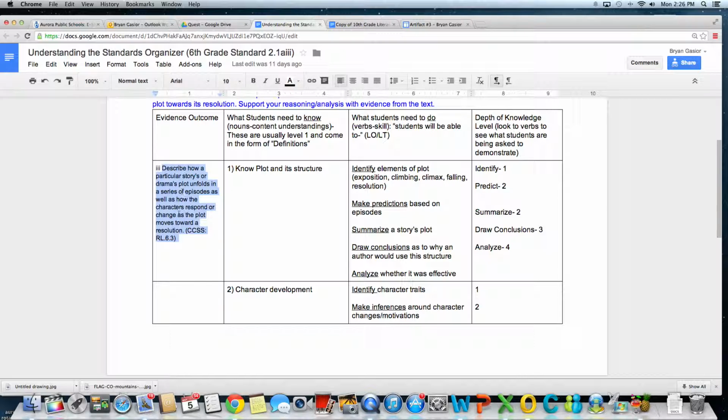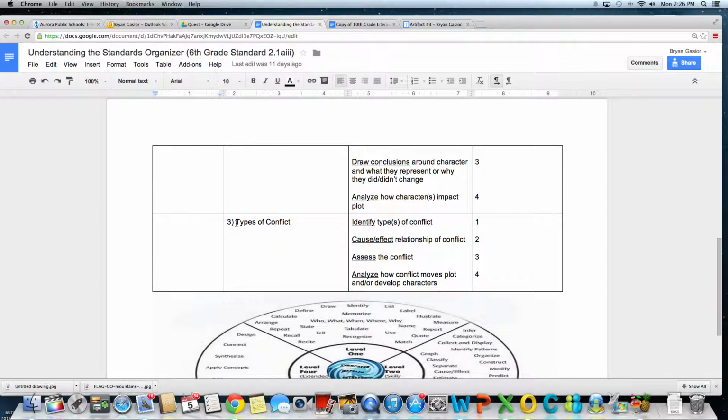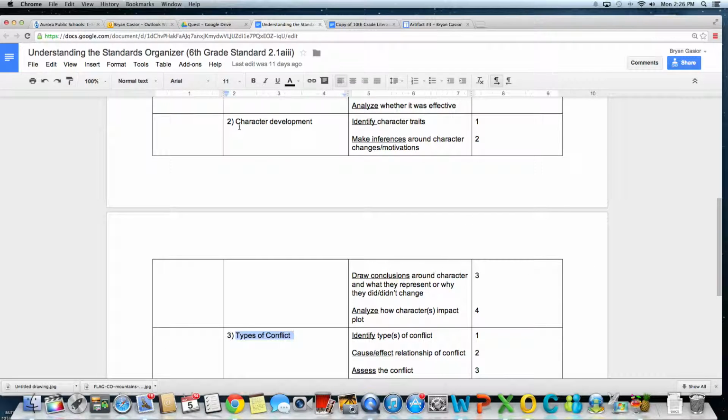So according to the language that exists within our evidence outcome, the content understandings that students need to know are plot and plot structure. They need to understand characters, because it asks here how the characters respond or change. So that's character development. And as it moves towards its resolution. And something that this teacher and I came up with were types of conflict, because the two types of stories, they're either character driven or they're plot driven. And we all know that plot is driven by the conflicts that exist within that story.